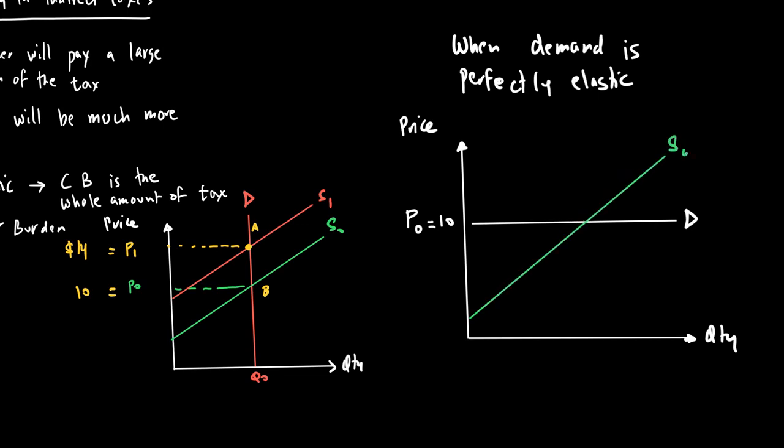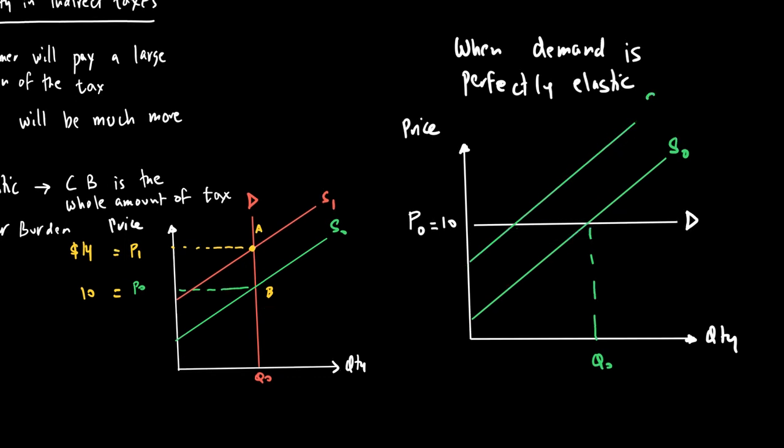So if this is my supply curve S naught, and right now quantity Q naught is bought, price is P naught, so equilibrium price is P naught, which is $10. We put a tax of $4, supply curve will shift backward by the amount of the tax. So this supply curve will be S1. When you look at this supply curve, the vertical distance, of course, is the amount of the tax. So this is my new equilibrium point, and this is my new equilibrium quantity Q1.